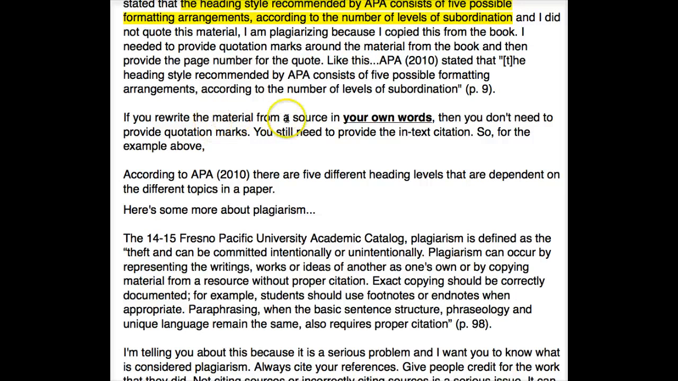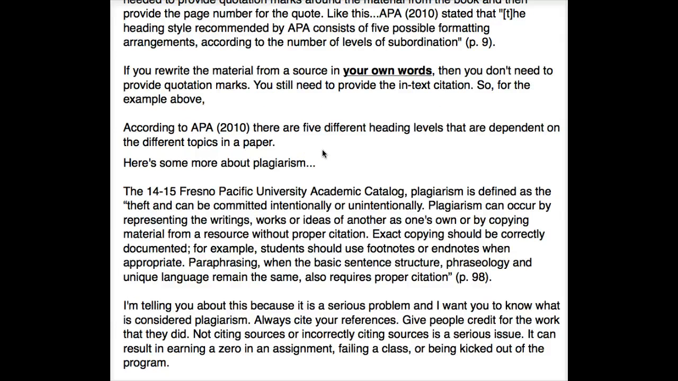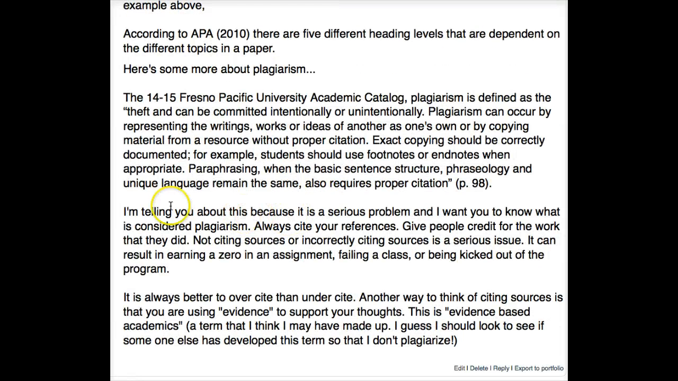Now, if you rewrite the material from a source in your own words, then you don't need to provide the quotation marks. You still need to provide the in-text citation. So for the above example, according to APA 2010, there are 5 different heading levels that are dependent on different topics in a paper. Okay, I rewrote the material in my own words. I still cited APA. I didn't need the page number because I did not quote and use the material word for word.